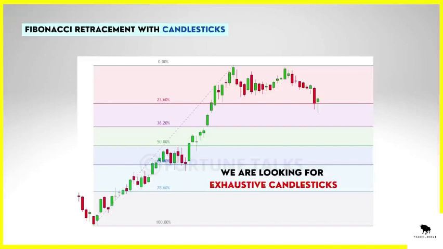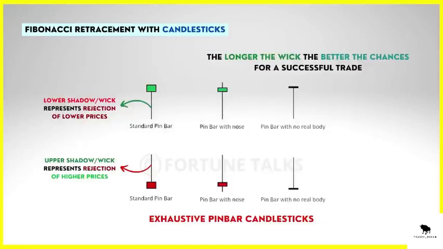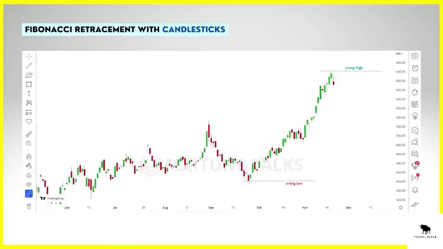Now let's look at the third method, which is using Fibonacci retracement with candlestick patterns. Now, when combining the Fibonacci retracement tool with candlestick patterns, we are actually looking for exhaustive candlesticks, which can tell you if the buying or selling pressure is exhausted. And it can also give you a clue as to when the price may continue trending or when it is weakening. Now, the exhaustive candlesticks that we are interested in are pin bars with or without a real body. Now, the long upper or lower wicks represent price rejection, and it indicates a potential shift in the momentum and market sentiment.